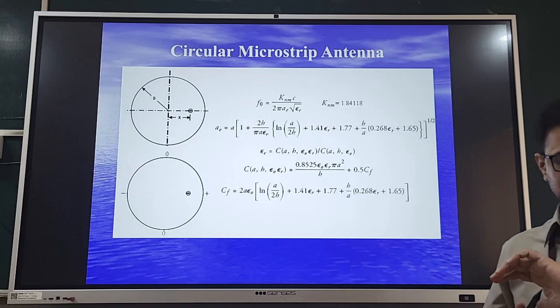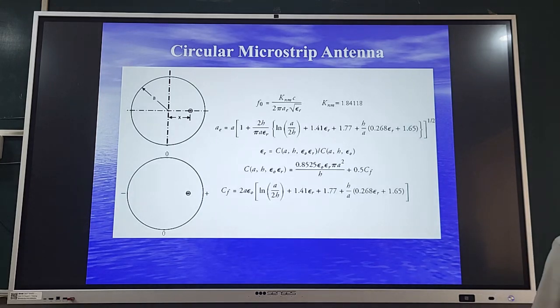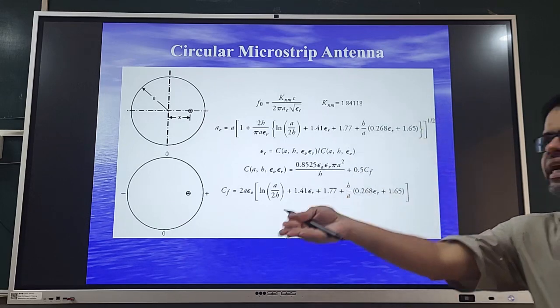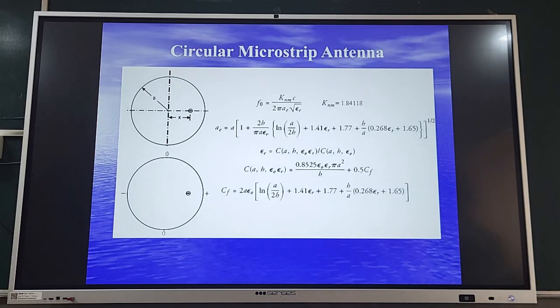Now I'll give an introduction and explain the design procedure for the circular microstrip antenna. Okay, and then we'll stop for today. Equilateral triangular patch, we will take it in the next lecture.